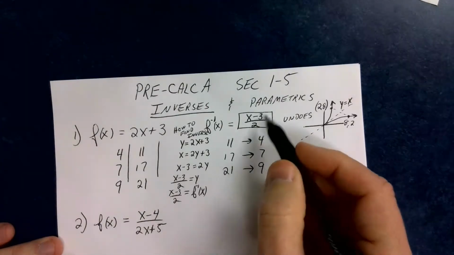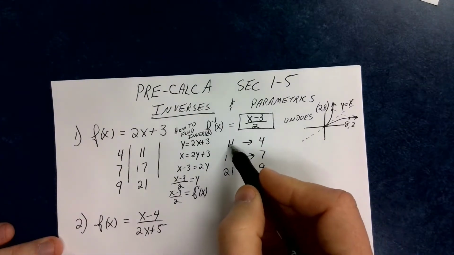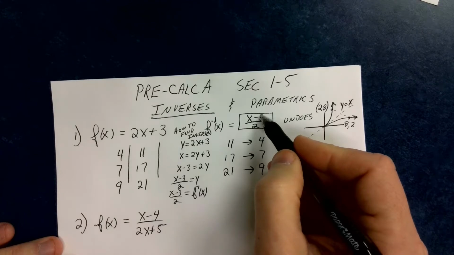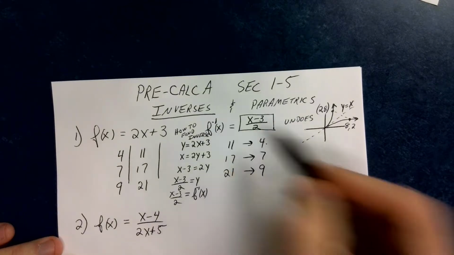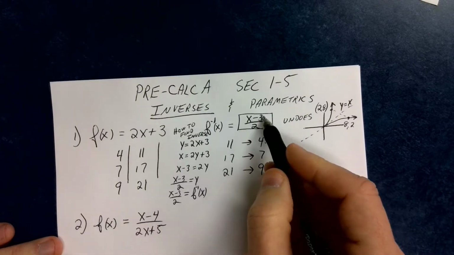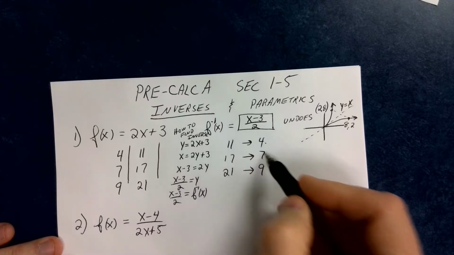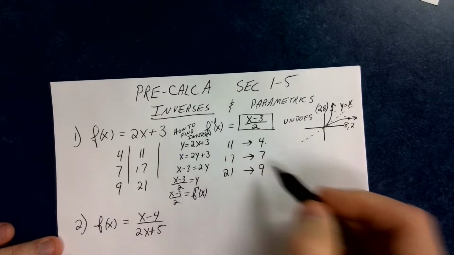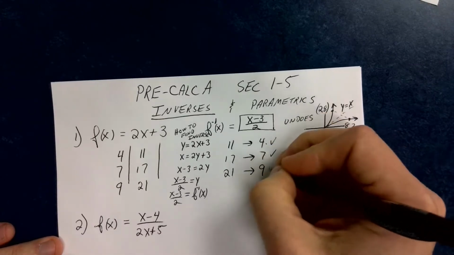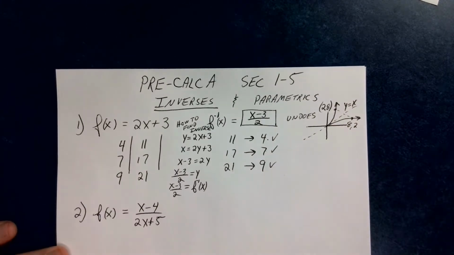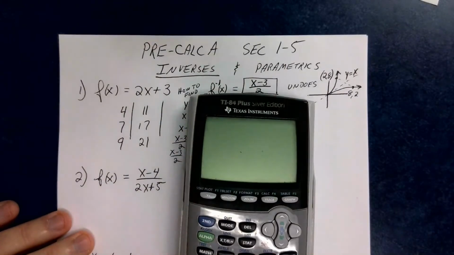So let's try it here. So 11, plug it in. 11 minus 3 is 8. 8 divided by 2 is 4. Check. 17 minus 3 is 14, divided by 2 is 7. Yep. 21 minus 3 is 18, divided by 2 is 9. Check, check, and check. Then do a quick check on the graphing calculator.